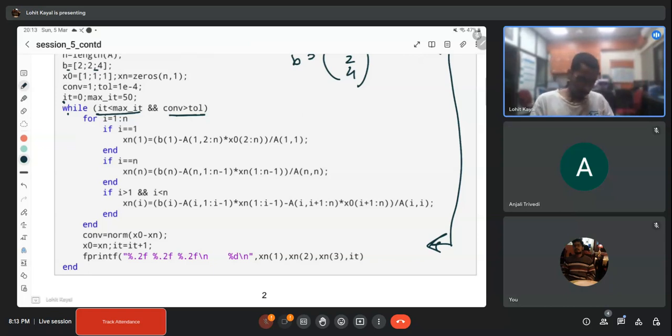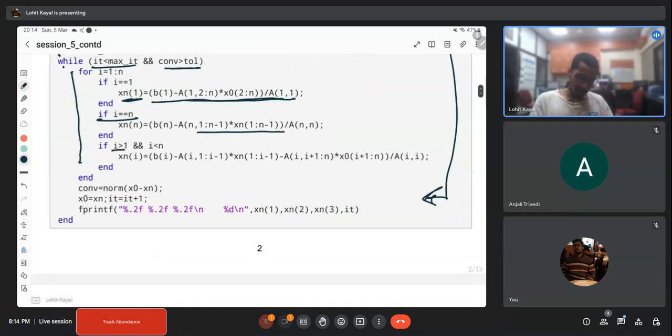Okay, so here I have used a for loop. So for i equal to 1 to n, because n is the number of rows or columns, right? If i equal to 1, for the first row, for the first element, all other elements will come from the previous iteration, and it will calculate xn of 1. Now for the last element, all other elements will come from the new iteration. Okay, so I have written it there.